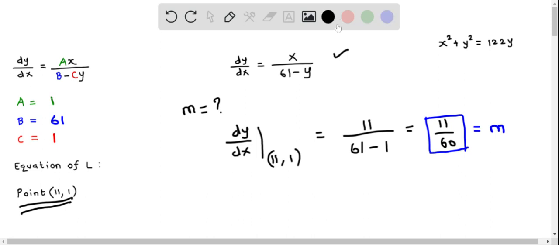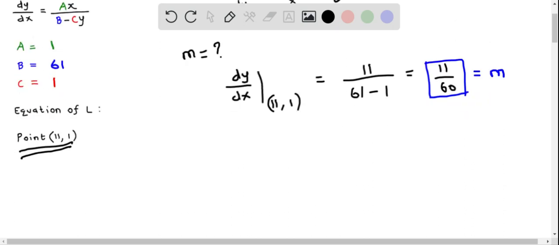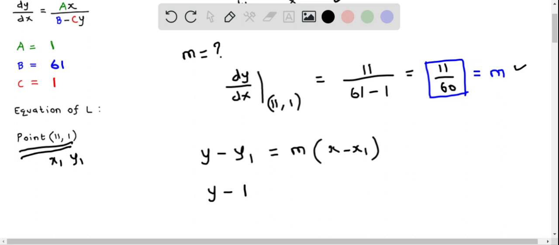Now I'm going to use the point slope form of the equation of a line to determine the equation of the line. The point slope form is y minus y1 equals m times x minus x1. Now we know that x1 is 11 and y1 is 1. And also we know that slope m equals 11 by 60. So let's plug in all this information. That is, we will have y minus y1, which is 1. And this equals m, which is 11 over 60, times x minus x1, which is 11.